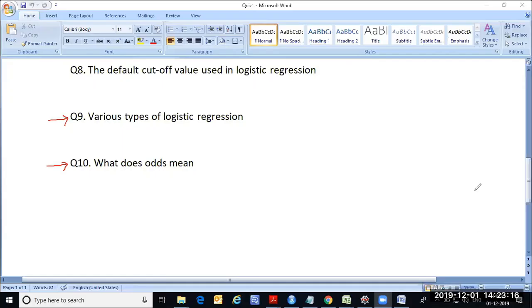Odds is nothing but the ratio between the probability of an event to occur versus the probability of the event not to occur. If the probability of an event to occur is P, the probability of that event not to occur is obviously 1 minus P. So the ratio between the probability of an event to occur versus not occurring is nothing but the odds ratio.